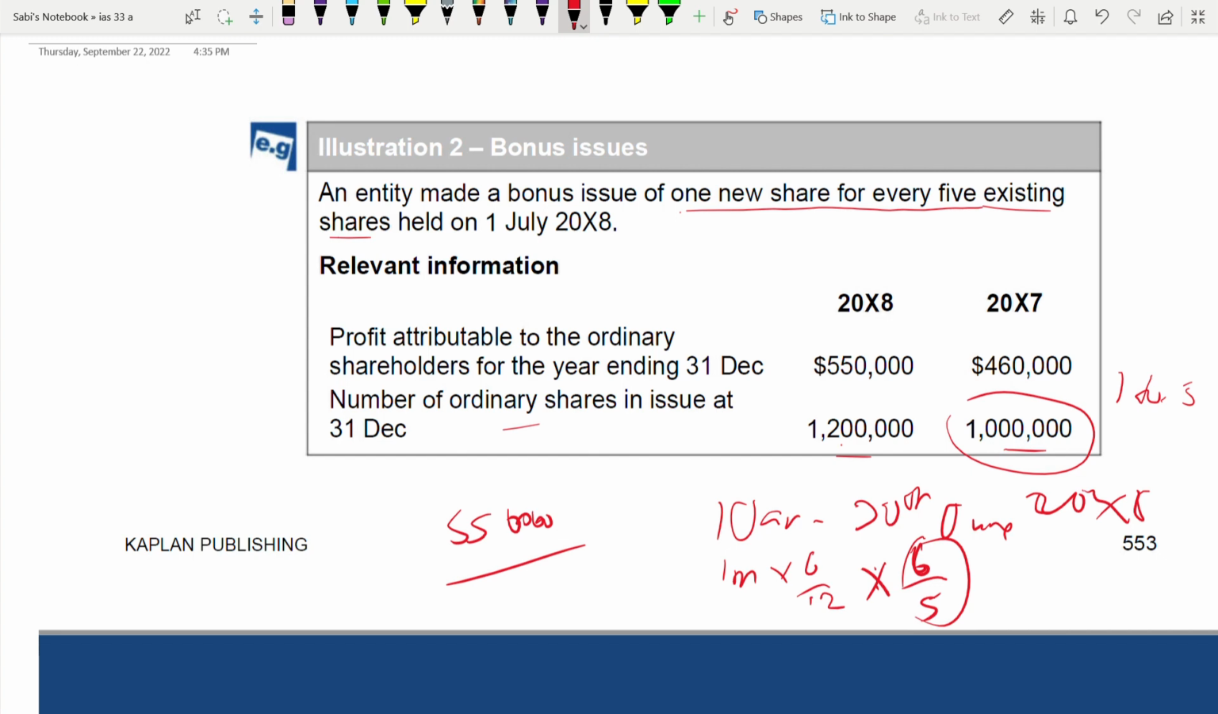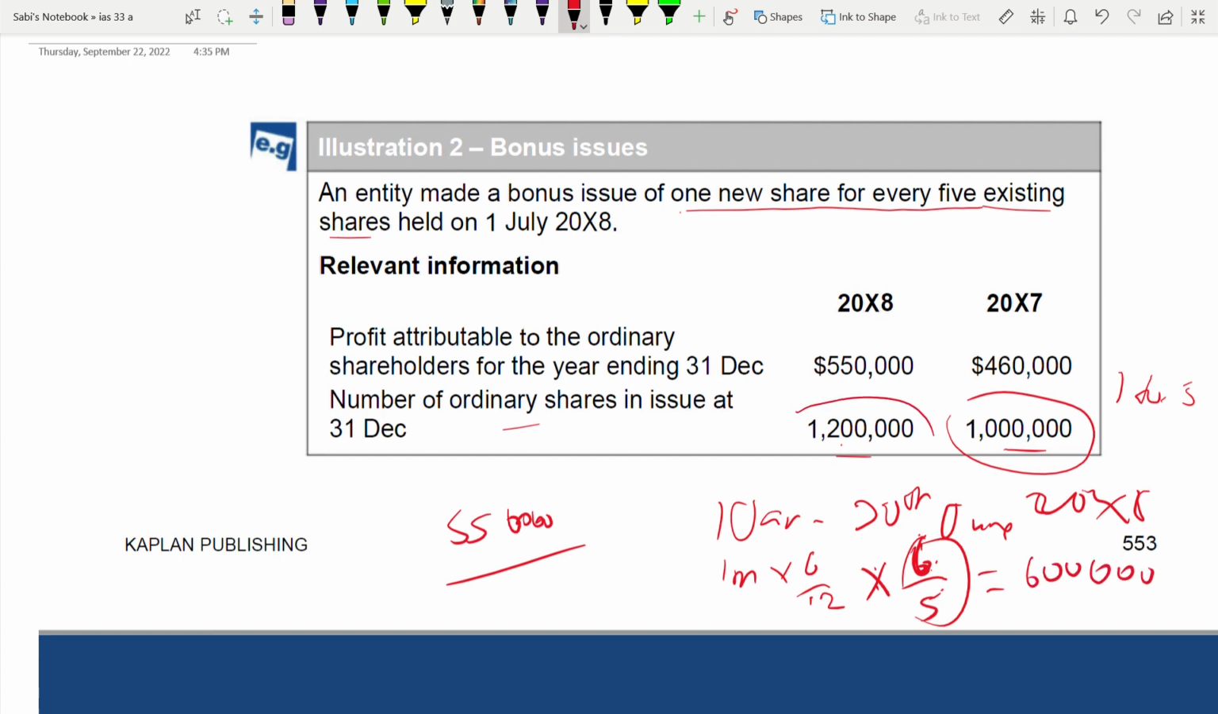You understand? So this is after, because the bonus fraction means after bonus it is 6, before bonus it is 5. That's why the bonus fraction is 6 over 5. You have to multiply it with 6 over 5. That's why I'm multiplying here by 6 divided by 5. After bonus it is 6, before bonus it is 5. 1 for every 5. So then you get 600,000.